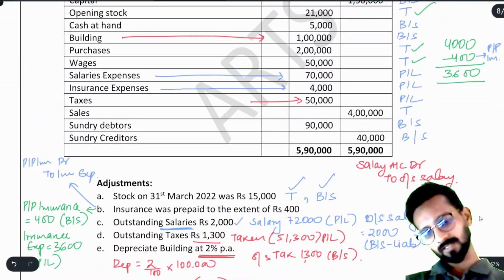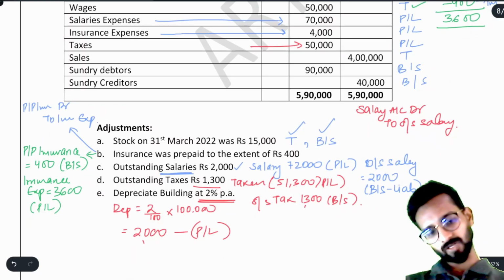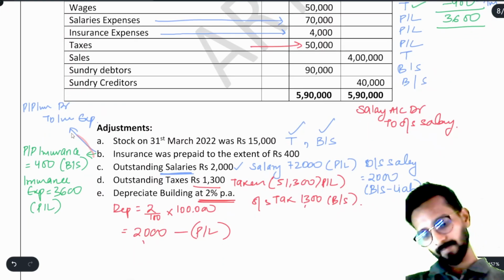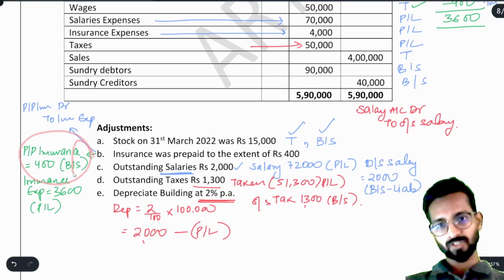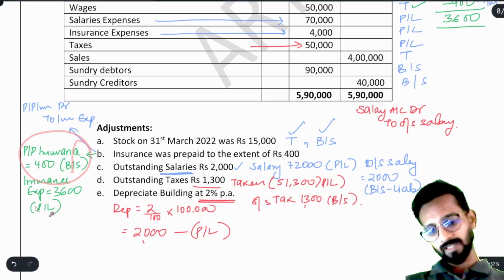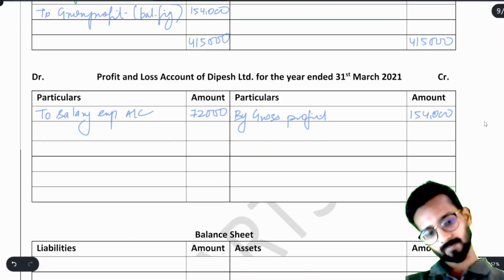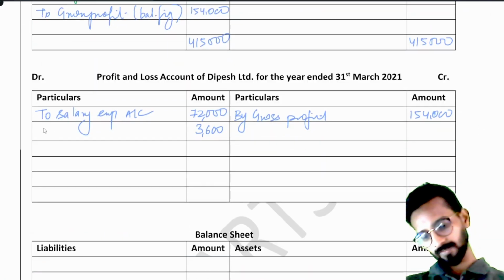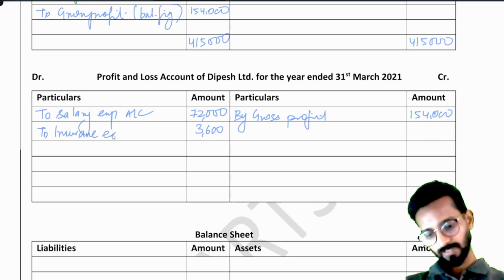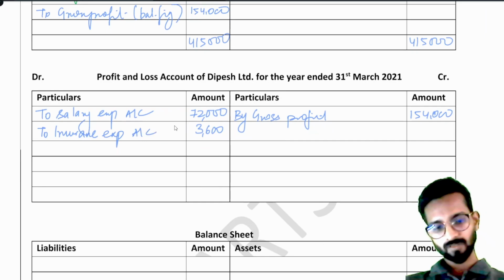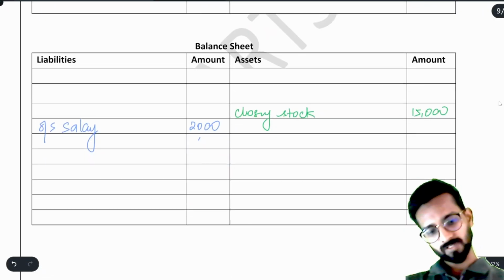Salary is done. After that, insurance expense. How much is insurance expense? Prepaid insurance 400, balance sheet. Prepaid insurance is our asset 400, expenses 3,600. 3,600 to insurance expense, and prepaid insurance how much?